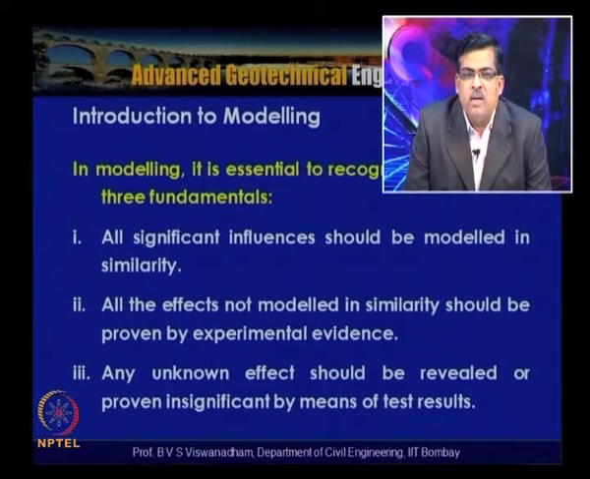So, any parameter which is not modeled in similarity should be proven by experimental evidence, and any unknown effect should be revealed or proven insignificant by means of test results. That means that experimental verification will help us to ensure that any unknown effect is revealed or proven insignificant by means of test results. Suppose we are not able to achieve a similarity by virtue of a certain parameter, then we have to see that this is proven insignificant by means of experimental test results.